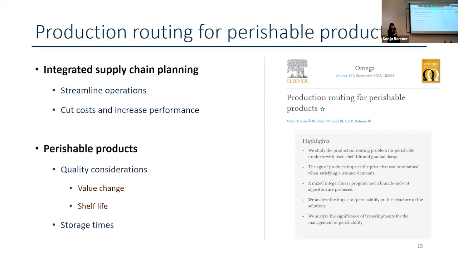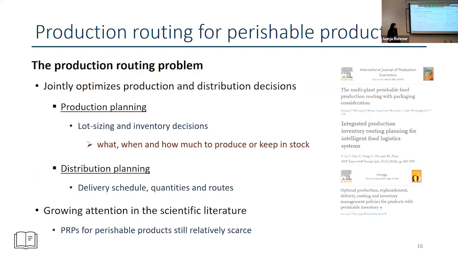So what we considered here is both value change and the shelf life. I mentioned that quality change can happen in different ways. Here it's really quality decrease, a gradual decay, and shelf life at the same time. And we want to consider the storage times of products. What's the effect and what happens?